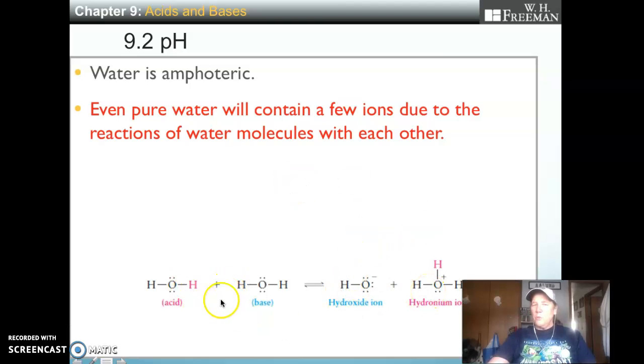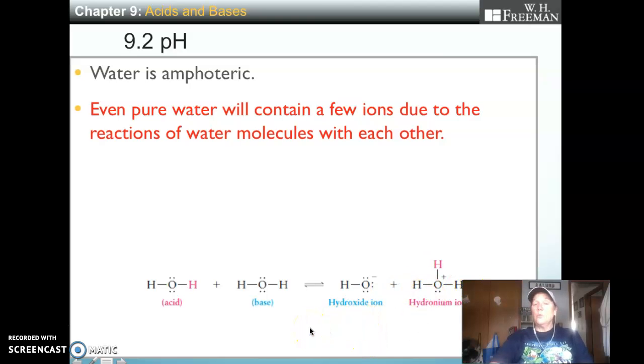So you have your two water. One says, hey, go ahead, take this. So you become hydronium, and then what's left is hydroxide. And this happens naturally in water. Now, if you add something that makes more of this happen, you've got yourself a base. If you add something that makes more of this happen, you've got yourself an acid.